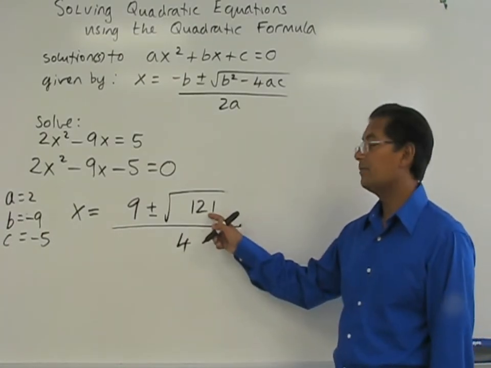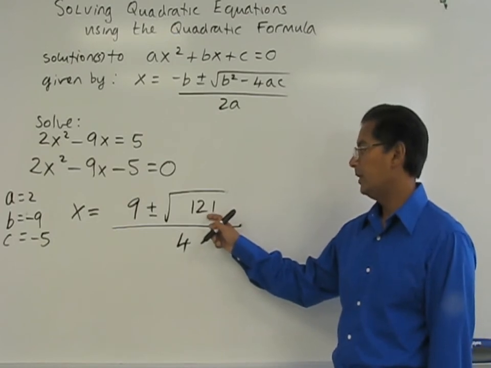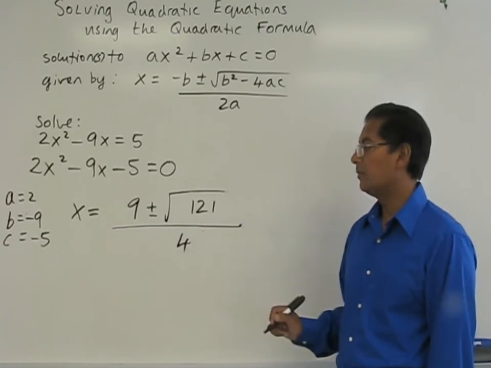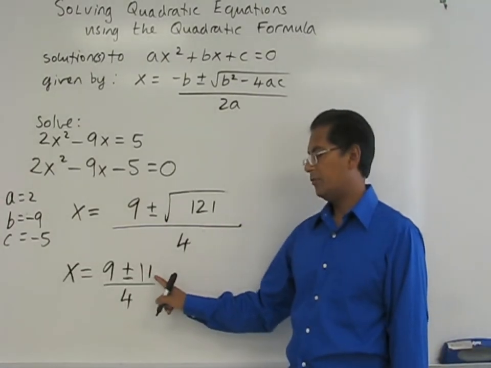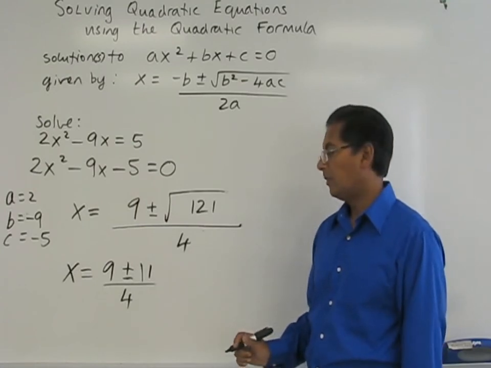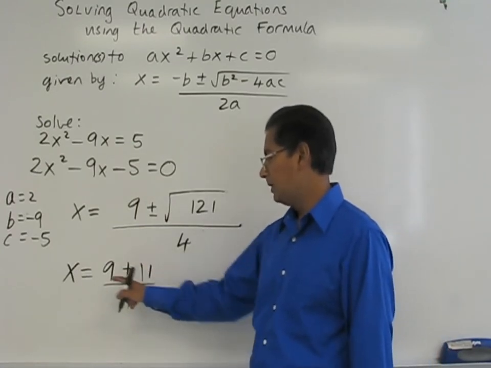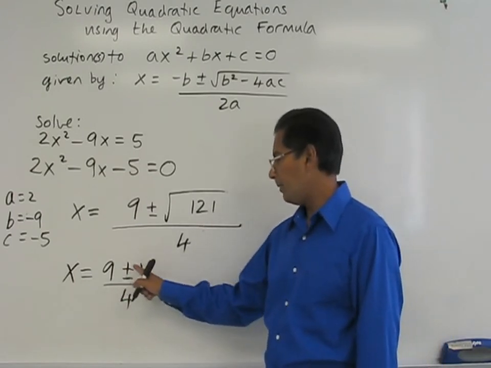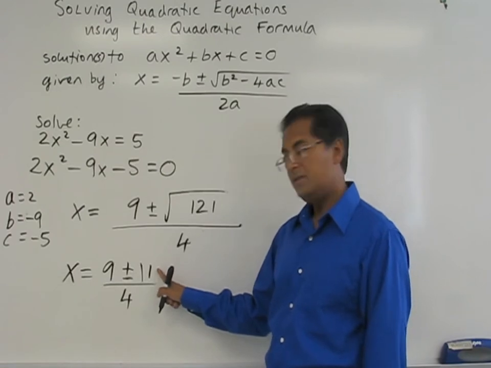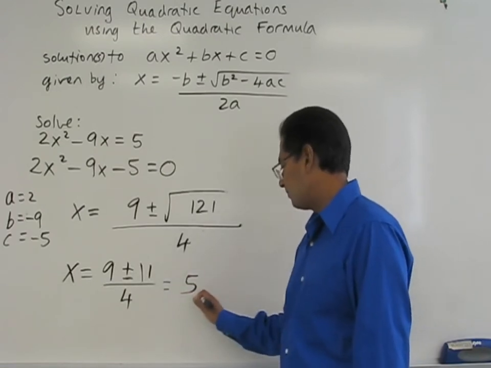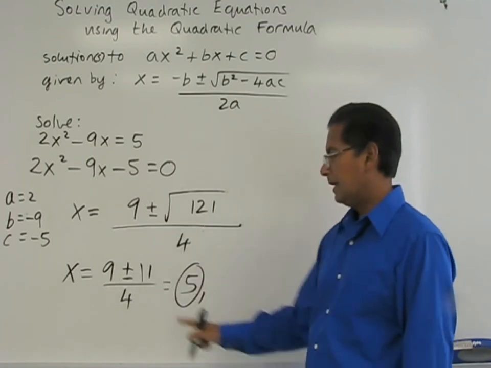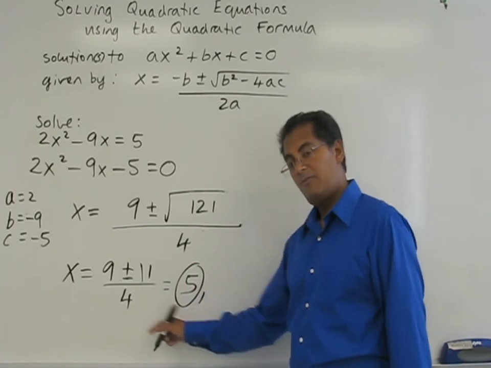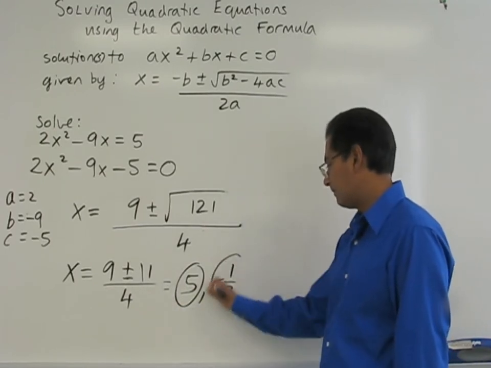Now, sometimes you can actually take the square root underneath the square root here. We can. What is the square root of 121? It's 11. So we can replace this with an 11 to have 9 plus or minus 11 over 4. So my solutions are 9 plus 11 over 4 and 9 minus 11 over 4. So we can actually work these out. 9 plus 11 is 20. And 20 divided by 4 is 5. So that's one solution. And then 9 minus 11 is negative 2. And negative 2 divided by 4 is negative 1/2.